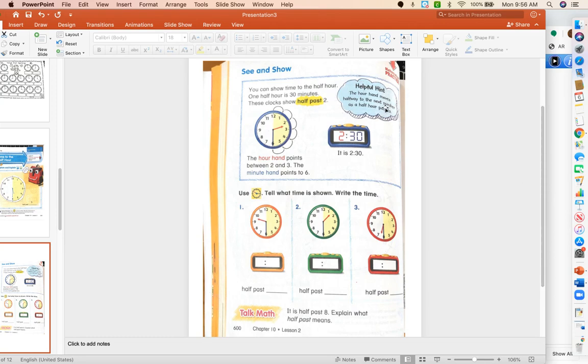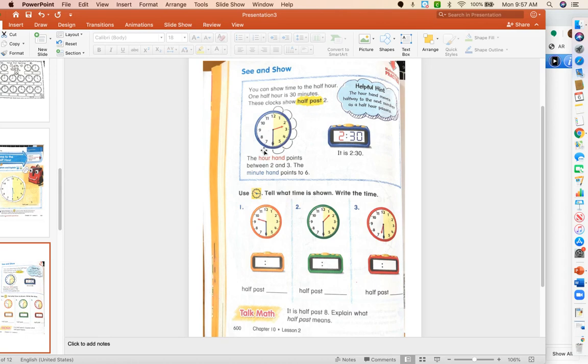It says the hour hand moves halfway to the next number as a half hour passes. I wonder who just said that in our other video or just a couple seconds ago. Yes, so it is important for you to know that half of an hour is 30 minutes. So if half of an hour is 30 minutes, how long is a full hour? If you said 60 seconds, you are correct.